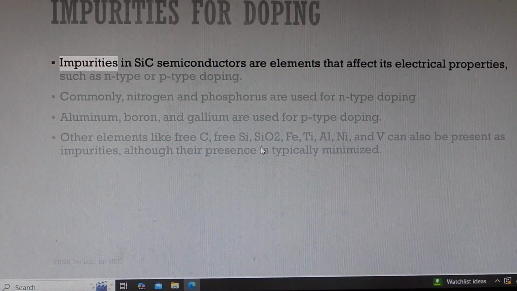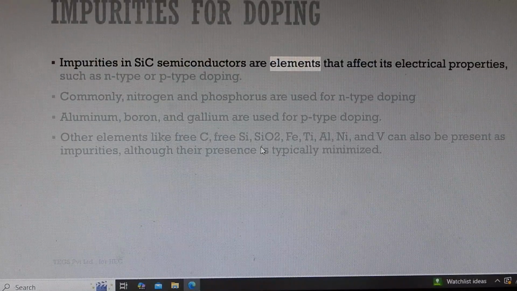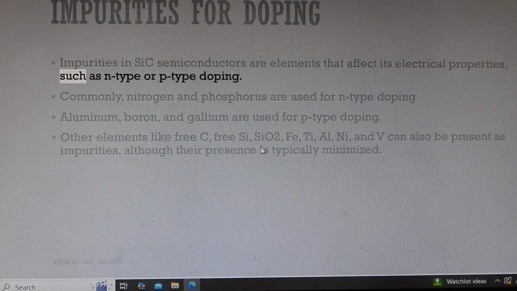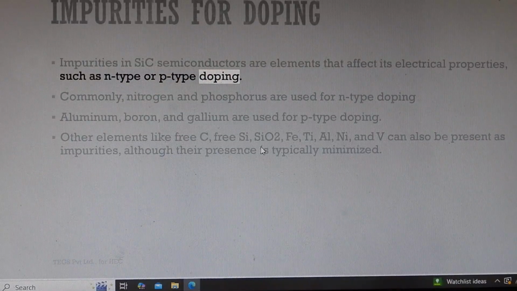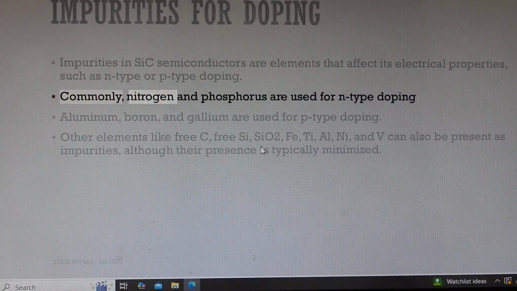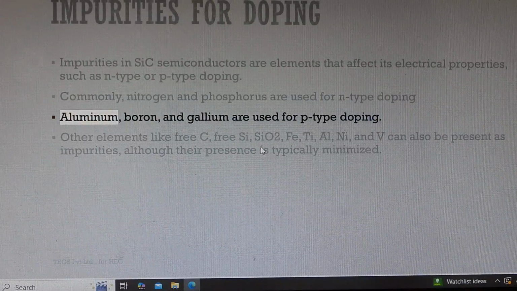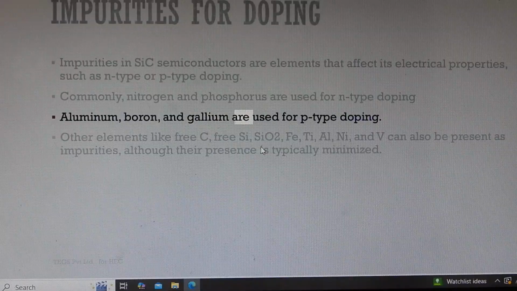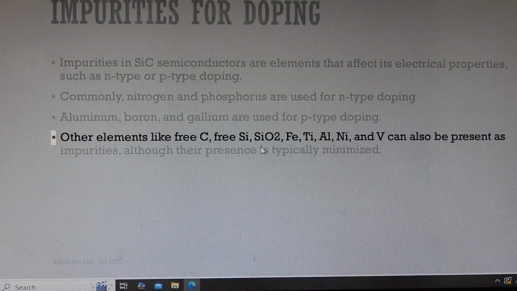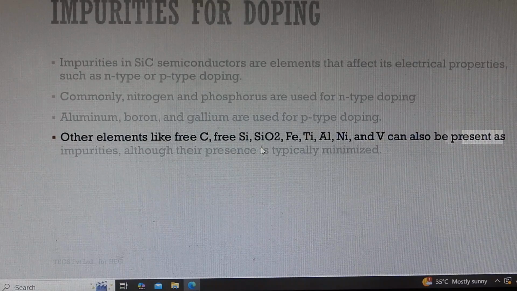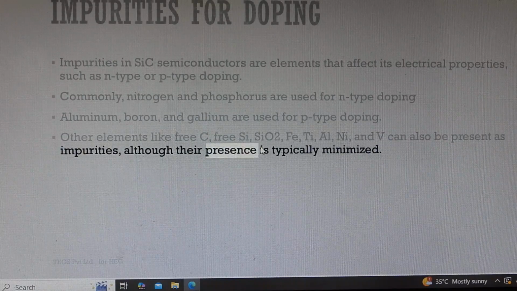Impurities in SiC semiconductors are elements that affect its electrical properties, such as N-type or P-type doping. Commonly nitrogen and phosphorus are used for N-type doping. Aluminum, boron, and gallium are used for P-type doping. Other elements like free C, SiO2, Fe, Ti, Al, Ni, and V can also be present as impurities, although their presence is typically minimized.